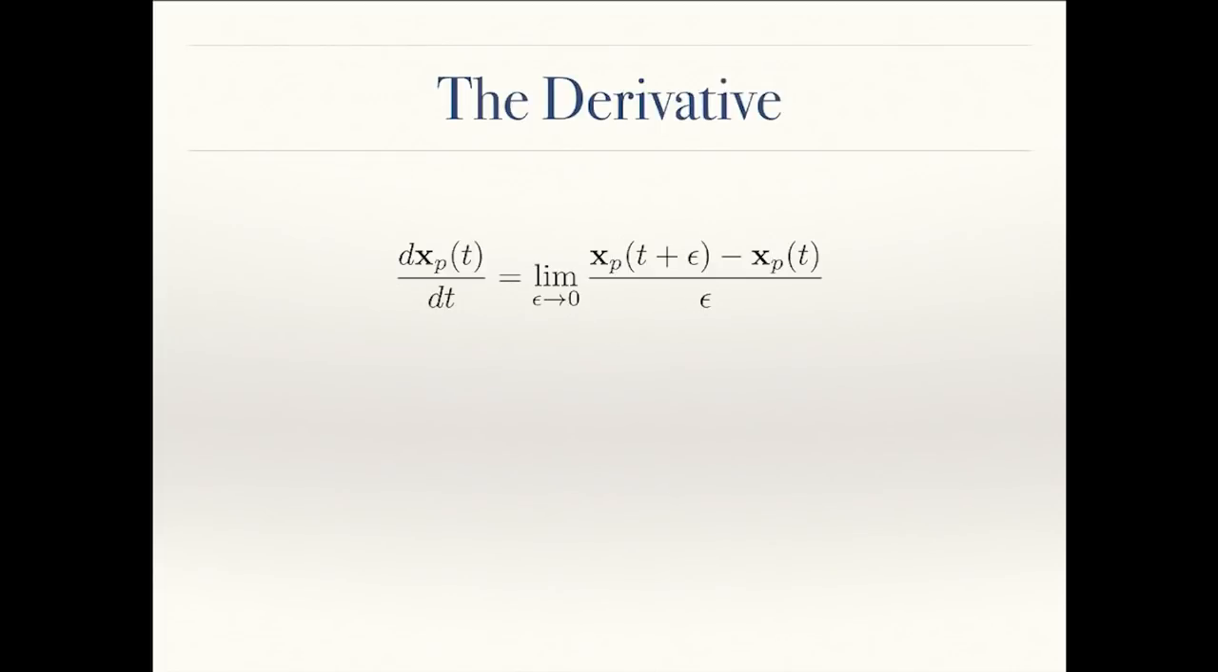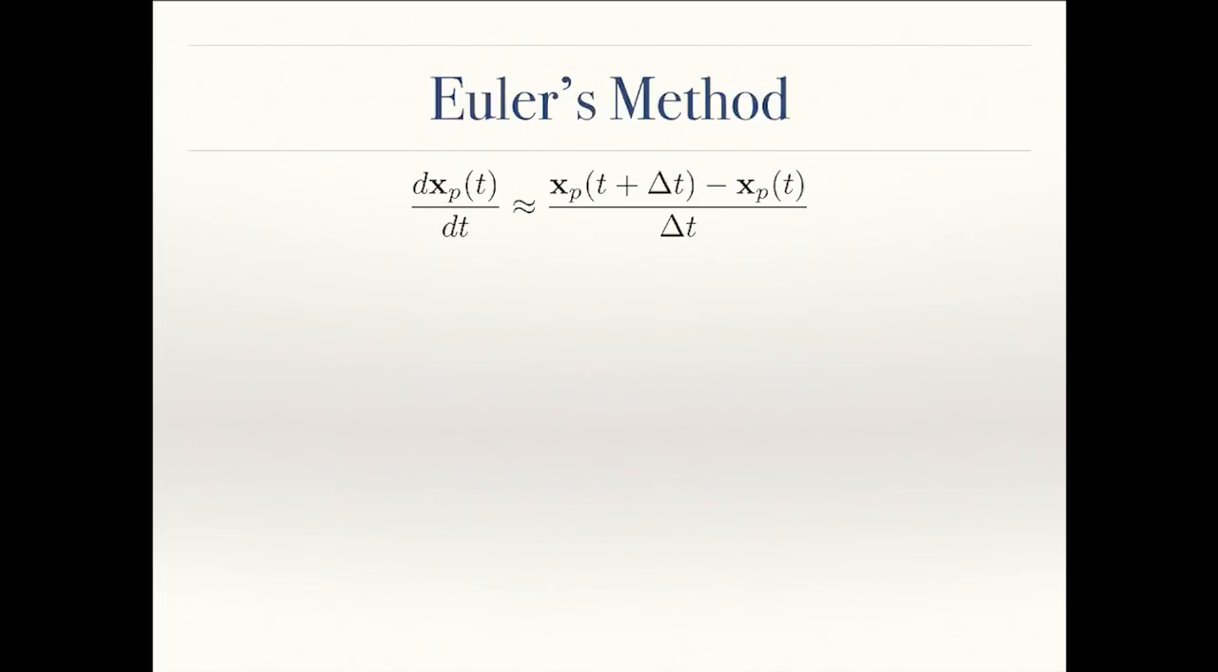We can get intuition into Euler's method by looking at the definition of a derivative. You probably remember this from your first calculus class. The derivative of xp with respect to time is the limit as epsilon goes to 0 of the difference between xp at t plus epsilon minus xp at time t, divided by epsilon. What we do for Euler's method is we take epsilon and just replace it with a finite amount of time, delta t. That gives us an approximation to the derivative, where we have a finite time step.